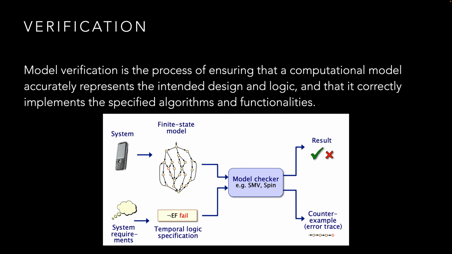Similarly, the system requirements will be put into a temporal logic specification, and both will be run through a model checker, such as SPIN or SMV. The model checker SPIN could also be implemented in Promela, if anyone has used it, and this will result in a pass or fail result, whether it is right or wrong. And if not, you could produce a counterexample and error trace.